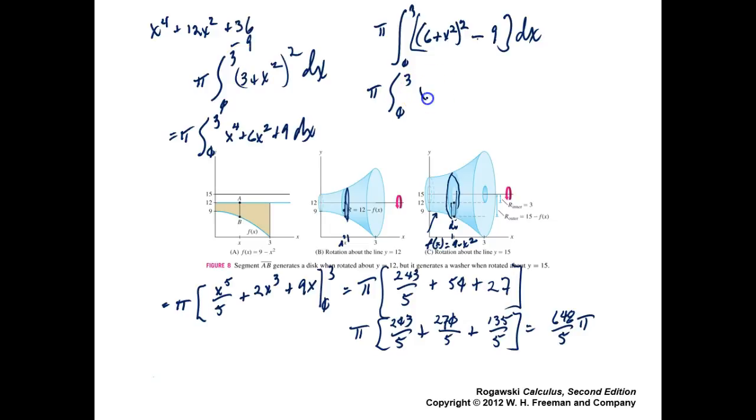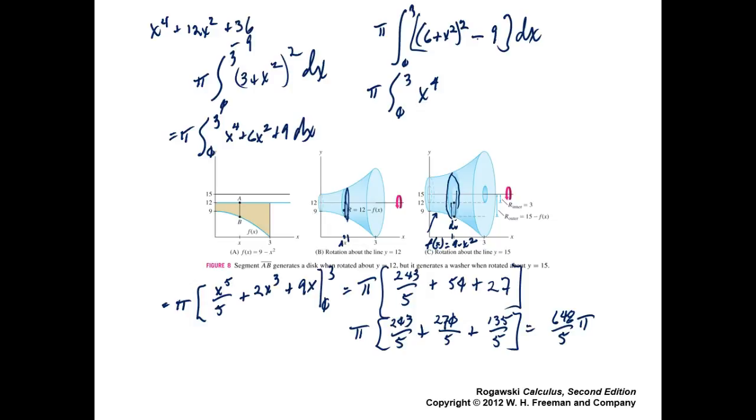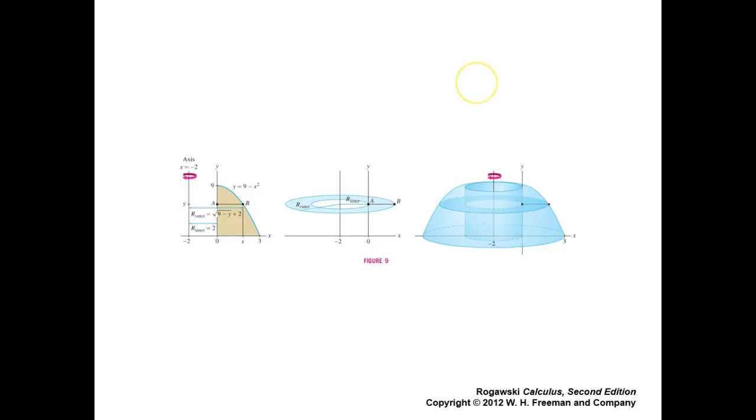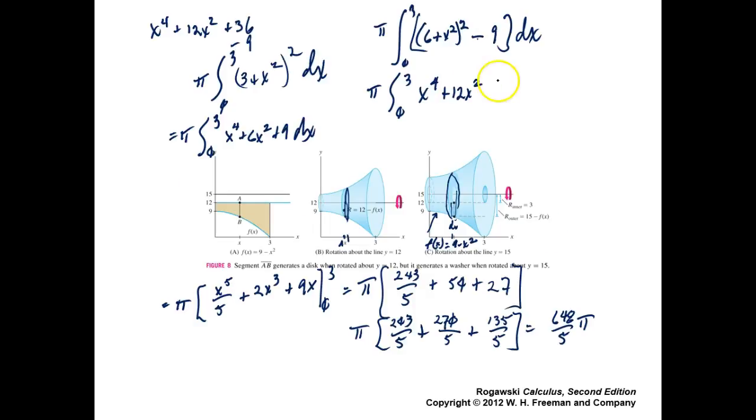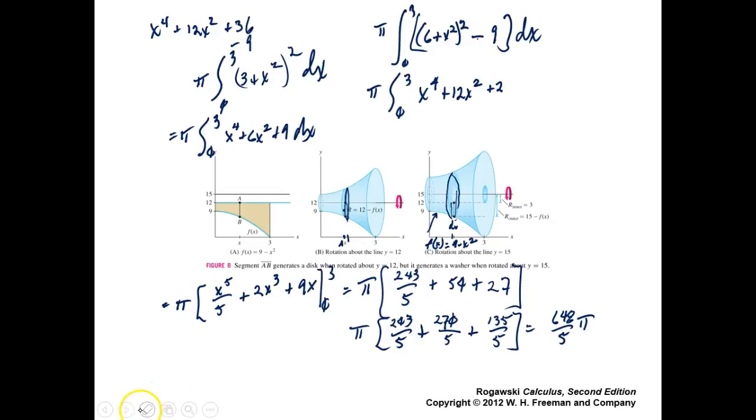Pi times x to the 4th, well, not yet. That's the first part of it. Plus 12x squared. Goodness gracious, it keeps doing it. Plus 27, I'm sorry. Plus 27, dx. Okay, so let's do the integration.